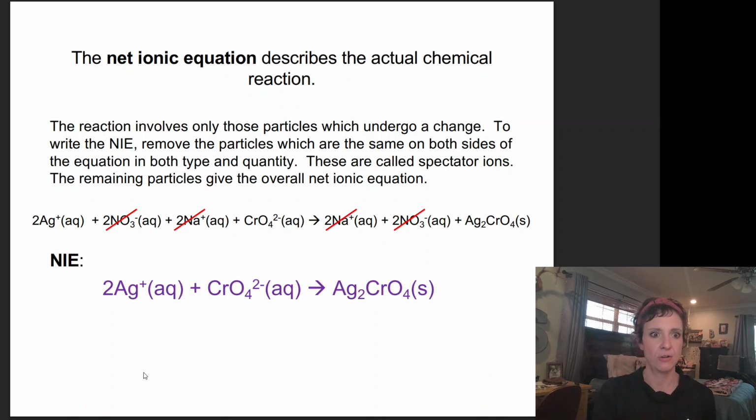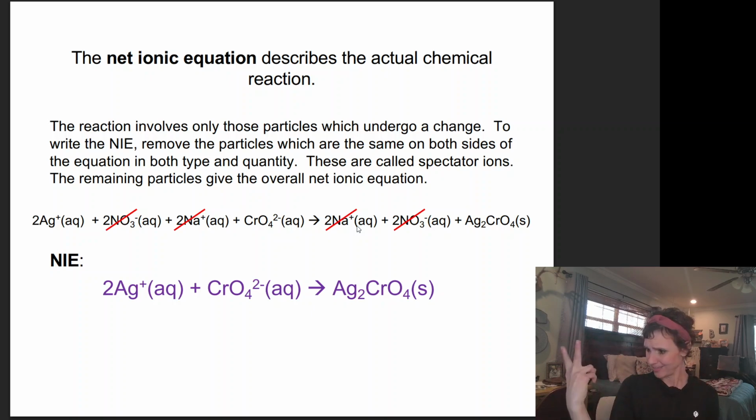So this is that ginormously long complete ionic equation that we wrote of everybody breaking apart into ions. But if you'll notice, I have 2 nitrates on the reactant side and 2 nitrates on the product side. Those cancel each other out. And then I also have 2 sodium ions on the reactant side and 2 on the product. They're exactly the same. They cancel each other out. So the sodium ion and the nitrate ions are spectator ions.